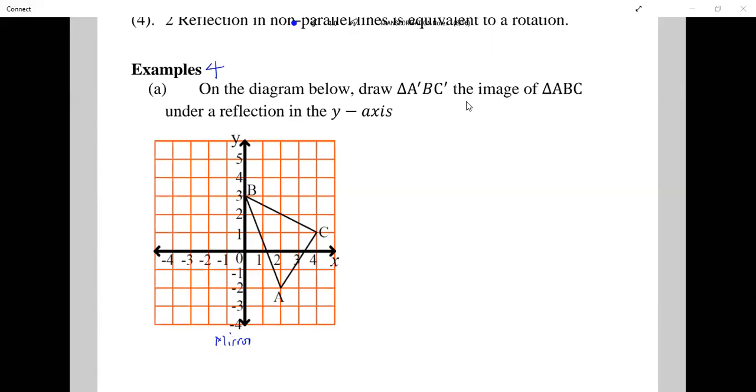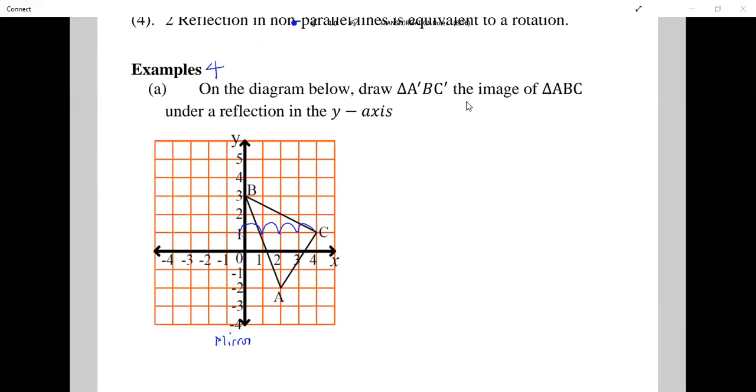Now, this is how I do a reflection. I use the fact that in a reflection, the object and image are the same distance from the mirror line on either sides of the mirror line. So I'm going to start with C. C is 1, 2, 3, 4 units from the mirror line. The image C prime would be the same distance from the mirror line, but on the other side.